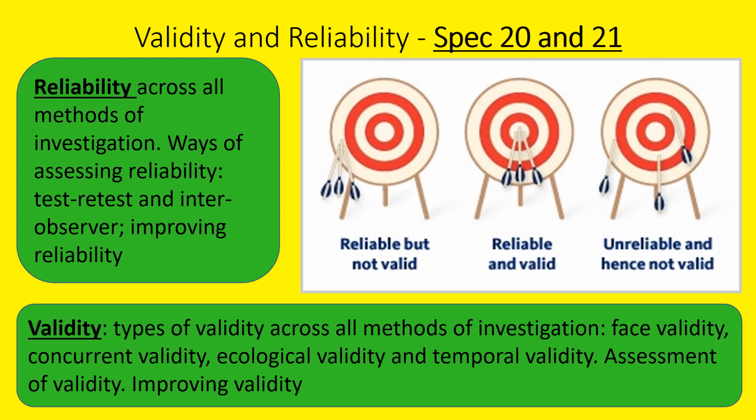So on here you can see for reliability, it talks about reliability across all methods of investigation. And that means that all research methods like experiments, correlations, observations, self-report, that all of them, you know about reliability across those different methods. You need to know ways of assessing reliability, and there are only two ways mentioned on this specification, which are test-retest and inter-observer. And you also know how to improve the reliability of investigations.